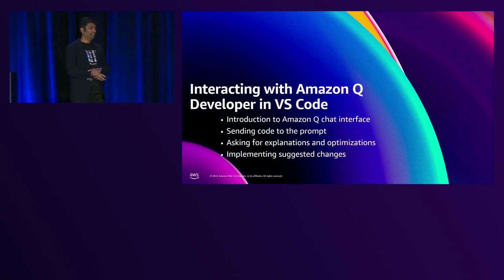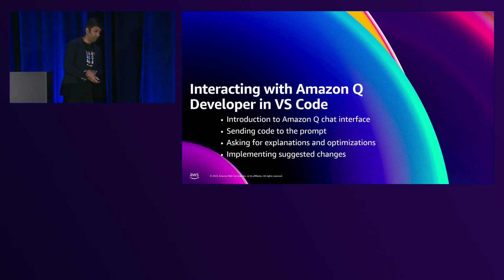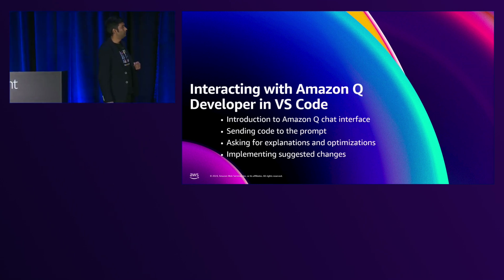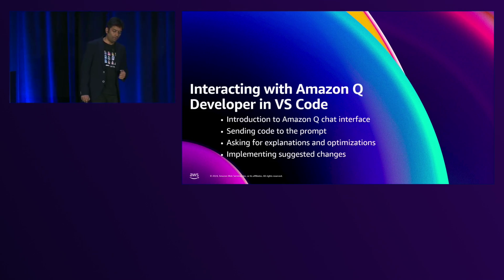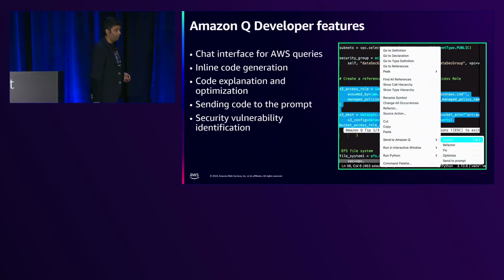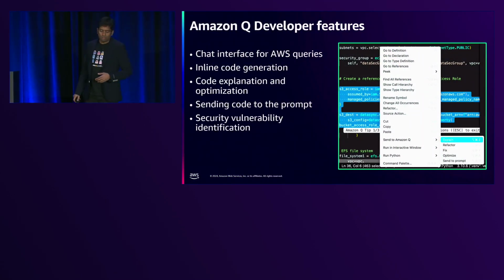Now let's see how we can interact with Amazon Q Developer on VS Code. We will see how you can use the chat interface, how we can send code to the prompt, asking for explanations and optimizations, and how we can implement all the suggestions it provides. So this is on our VS Code.